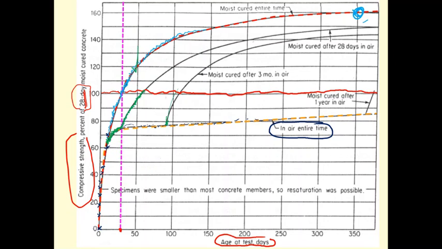You need to put enough water into the concrete, and when you stop putting water on the concrete, the hydration process stops, and the strength is going to stay about there all the time. And the bad thing is, don't leave the concrete very dry in the air. Its strength can develop only to about 85% of its desired strength after a year.